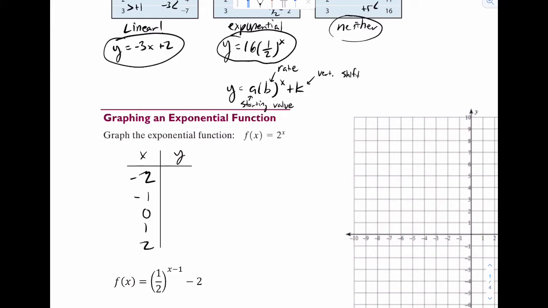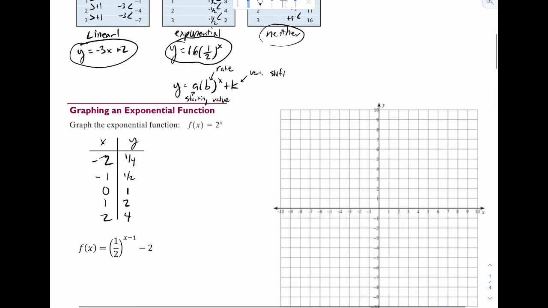If I plug in 0, I get 1. If I plug in 1, I get 2. 2, I get 4. -1 would be 1/2. -2 would be 1/4. And let's plot those points down. 0, 1, 1, 2, 2, 4. And right here, there's our graph.